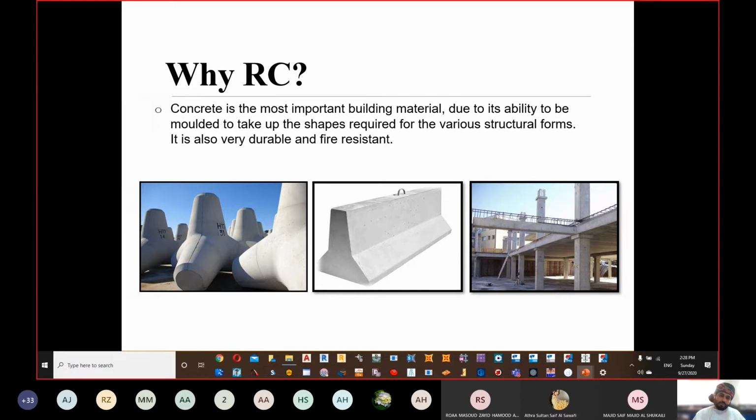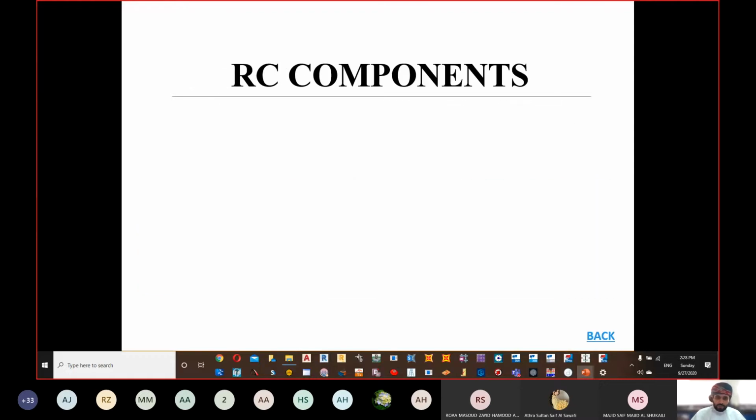So if you see here, this is what you call wave barriers. Here, road barriers, and we can see that this is concrete used in regular frames. Okay. So concrete can be shaped as long as you have the form for the concrete. Concrete can be shaped at any shape that you want it to be. Okay. So this is the third advantage of the concrete. Are we okay till now?